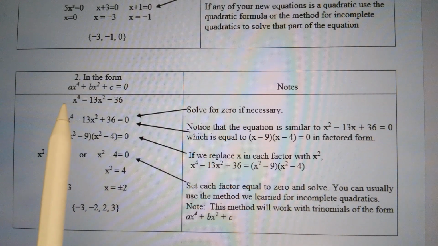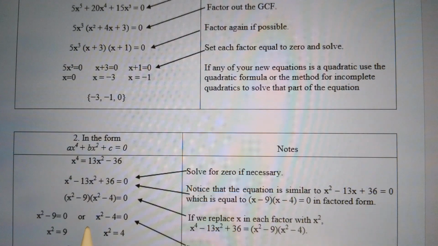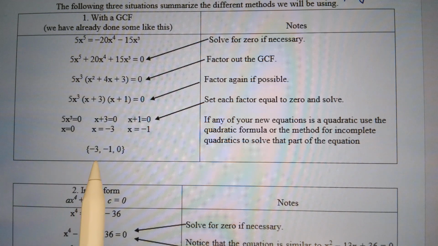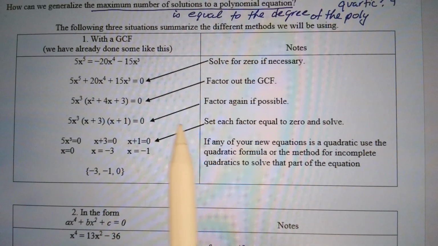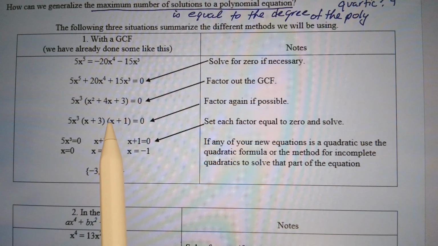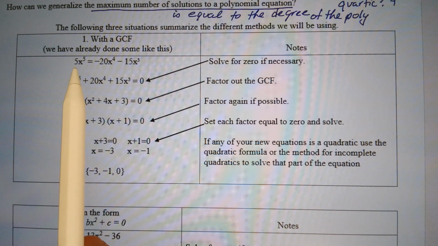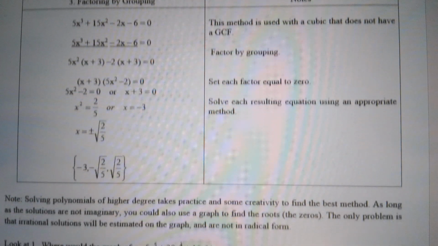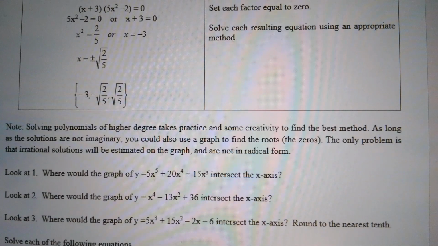Here, the highest exponent was 4, and there were 4 solutions. Here, the highest exponent was 5, and there were 3 real solutions. Again, the maximum number of solutions would equal the degree of the polynomial. So we would have a maximum of 5 solutions, but we could have less, as we did in this first example. Okay, solving polynomials of higher degrees takes practice and creativity.